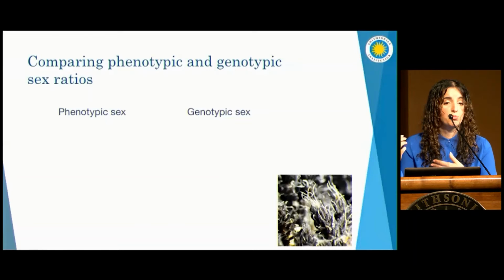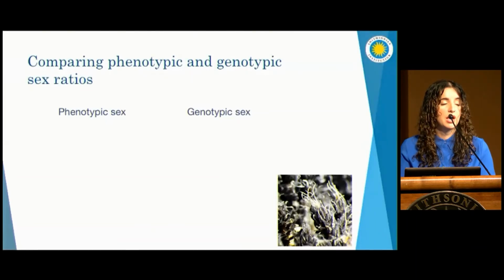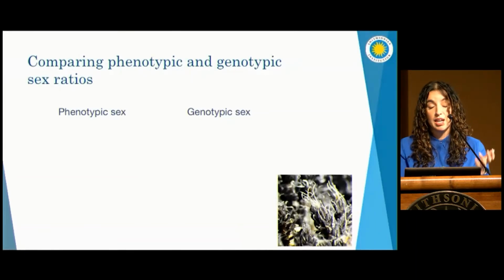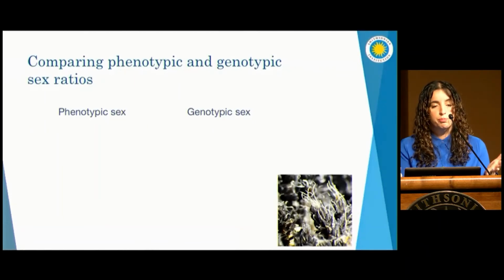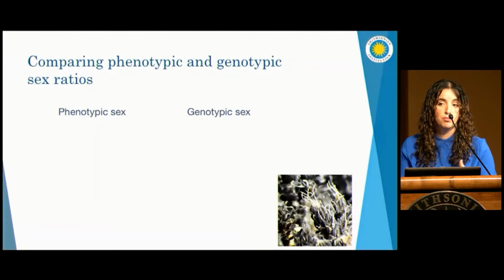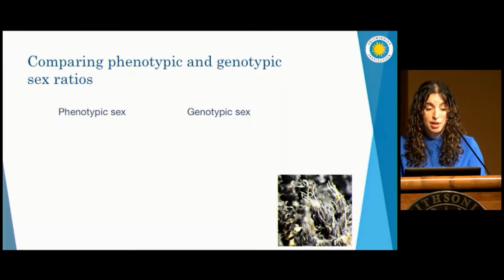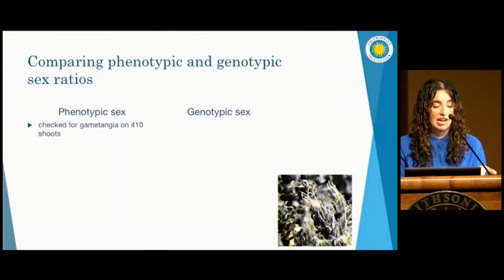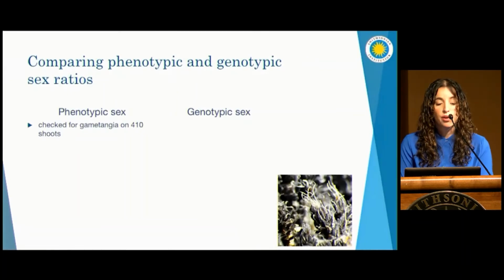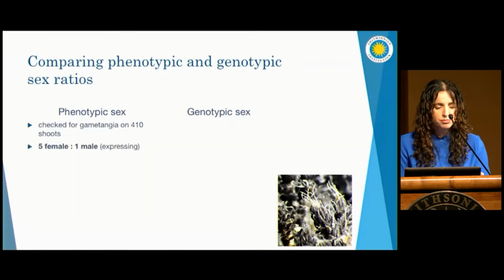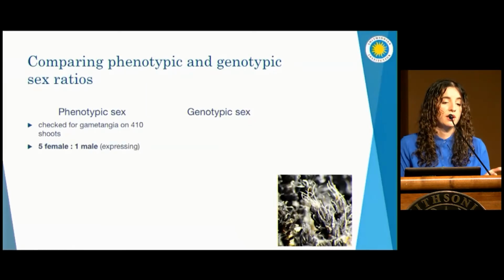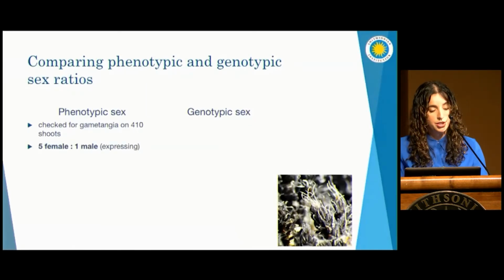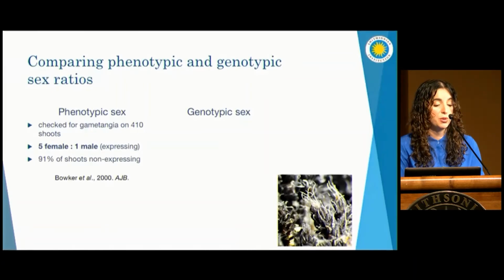We developed this super recently, and we're able to apply it to an existing set of samples that were collected more than 20 years ago for a paper in American Journal of Botany that was published in 2000. So in that paper, this is Bowker et al., they looked at phenotypic sex ratios, checked for gametangia or sex organs on 410 shoots, and found a 5-to-1 female to male sex ratio. But 91% of the shoots were non-expressing.